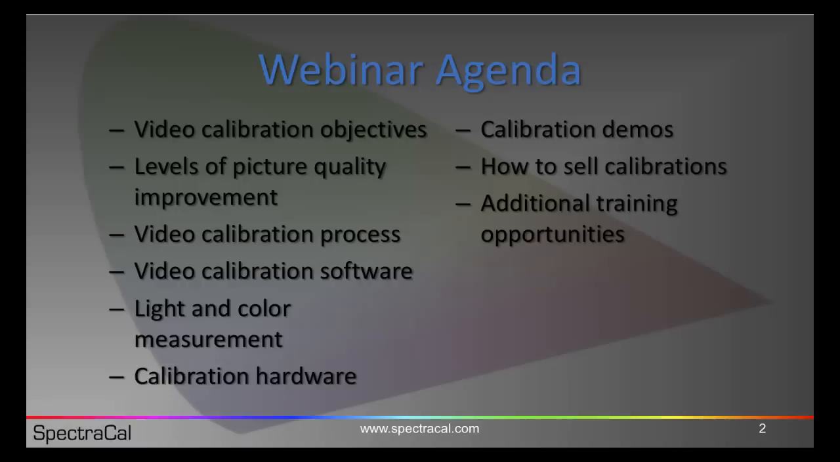We'll be talking about calibration hardware that is available for assisting with calibration, including color meters and test pattern sources. Along the way, we'll be doing demonstrations of the different facets of calibration, different steps along the way. At the end of the session today, we'll be talking just a little bit about selling calibrations to your clients. And we'll talk about additional training opportunities that are available for you for training and calibration.